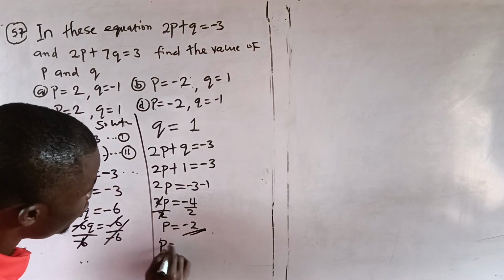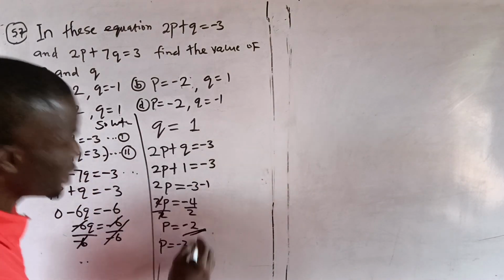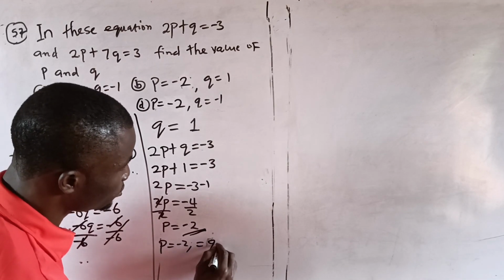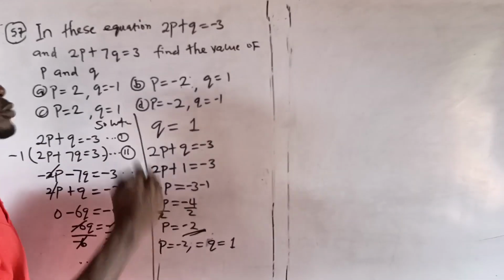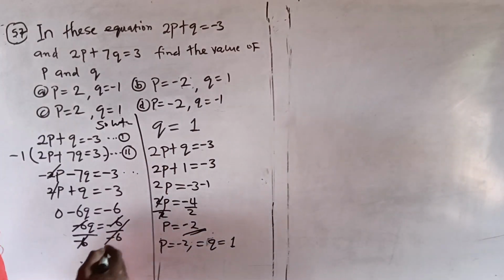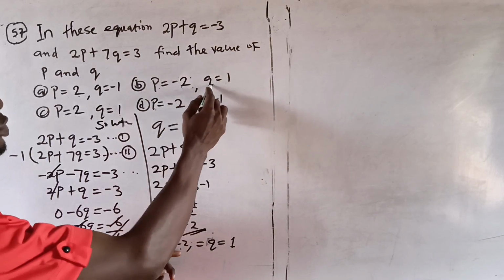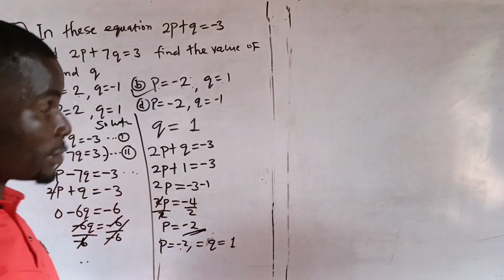So our p is equal to minus 2 and our q is equal to plus 1. So let's check the options to know the one that is the right option. P is minus 2. Okay. Q is plus 1. Very good. So option B is the right answer.